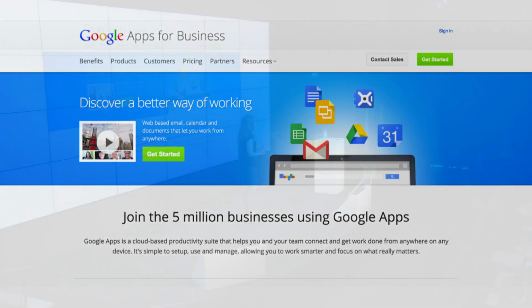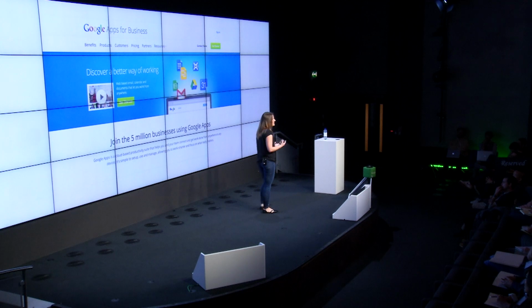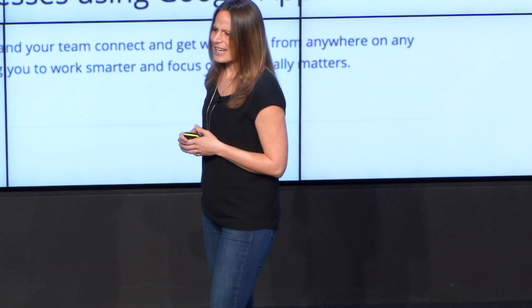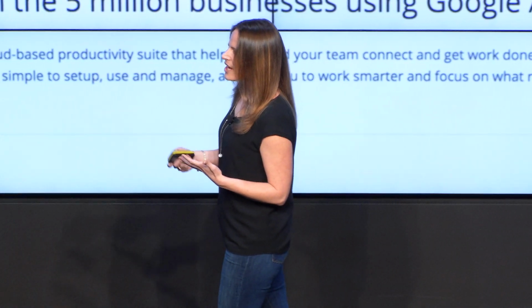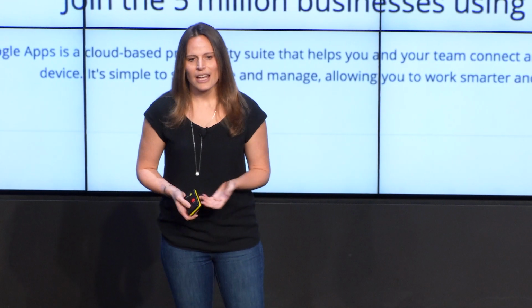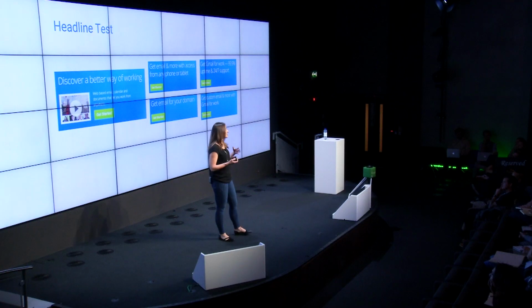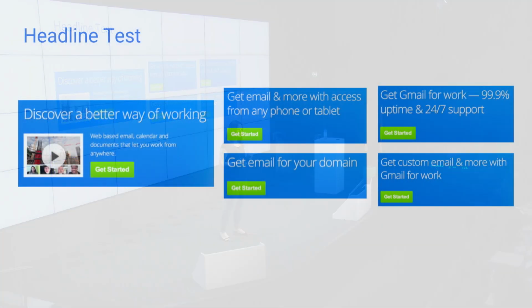But our engineering team said, well, that's kind of a load of crap. We know that 80% of people who sign up for a trial of Google Apps for Business only ever use Gmail. So let's change the headline to something focused on Gmail. And so we were running this testing program, and I was like, OK, we can test this. So we ran a headline test. We ran that Discover a Better Way of Working headline against a bunch of headlines that our engineering team proposed. That's an important factor here. If you take a read, you'll see there's one there, get email for your domain.